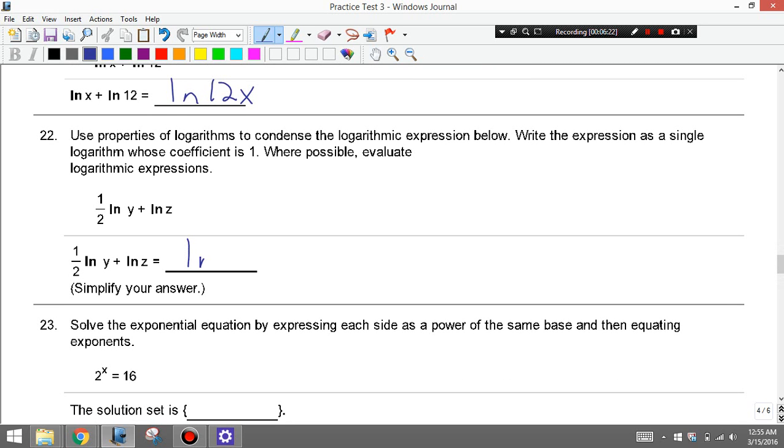One log, all numbers in front of logs are powers of the letter involved. So this is log of y times z, but this y had a 1/2 on it.